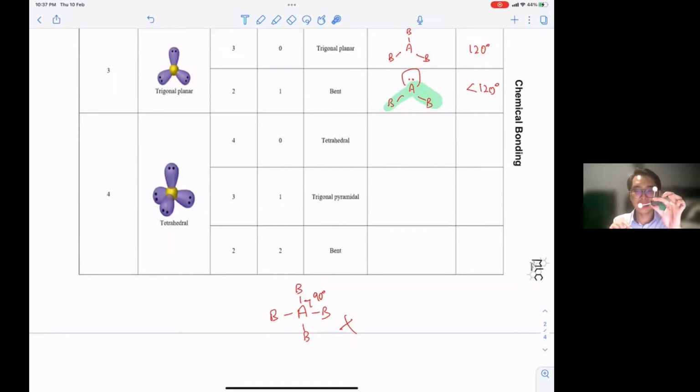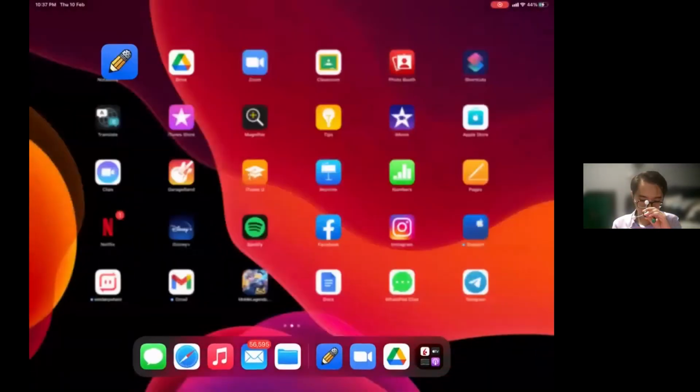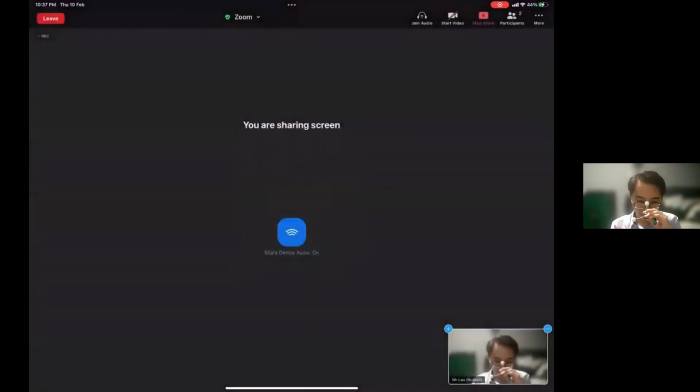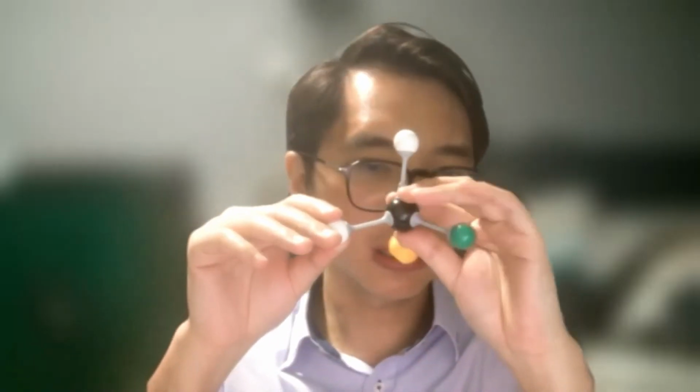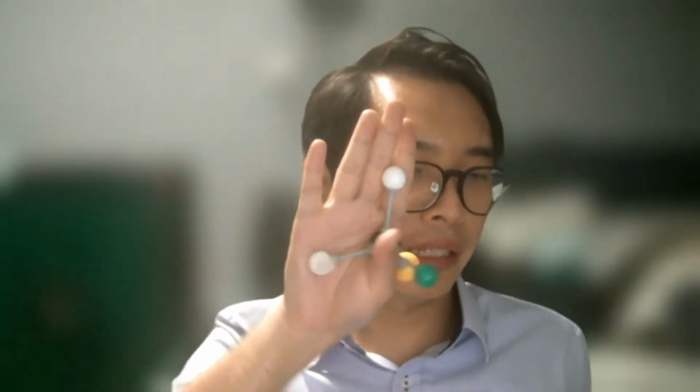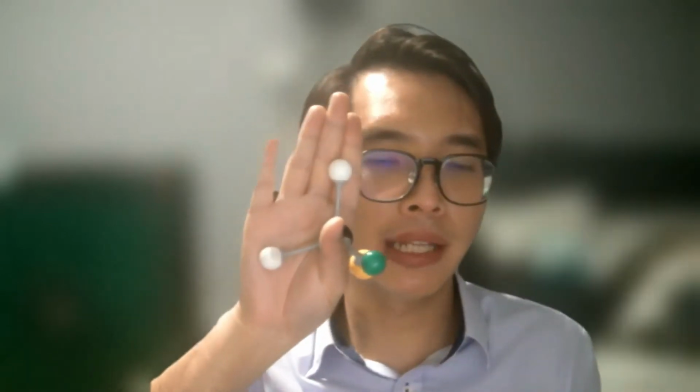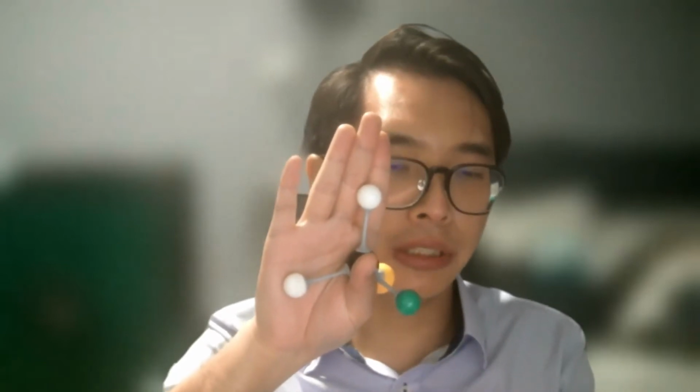So if you look at this, this is something called a tetrahedral. It allows your bond pairs to be more than 90 degrees. Now, how do we visualize this? If you look at the white color balls, let me just pause the screen share for a while so that you can see this clearer. Can you see that the white color balls are on the plane, which is my hand? Whereas the green color ball is coming out towards you, the yellow ball is going in away from you.